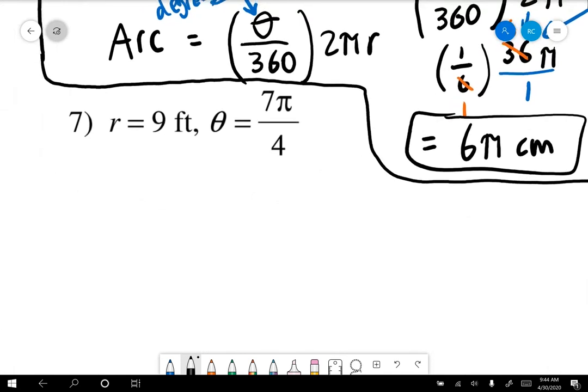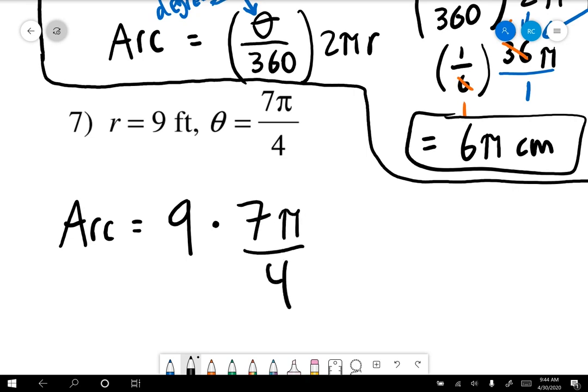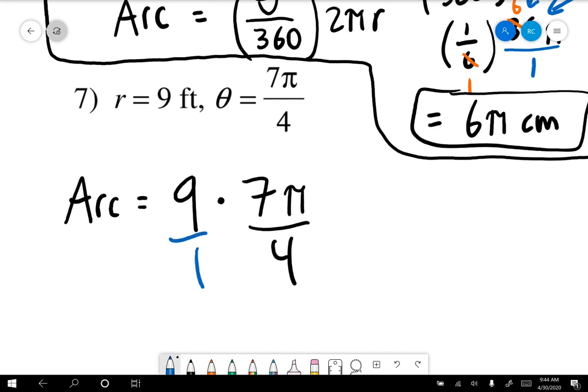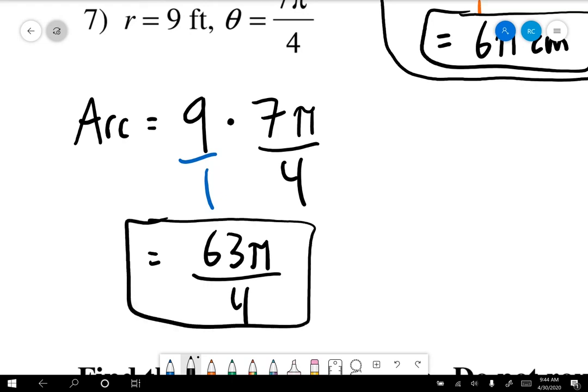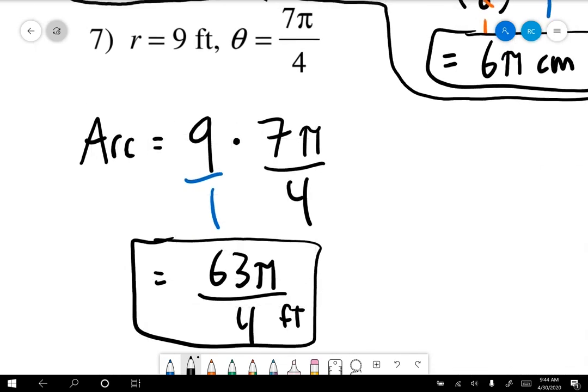We've got a radius of 9 feet and an angle of 7 pi over 4 in radians. So our arc length is going to equal the radius, 9 feet, times the angle in radians, 7 pi over 4. I don't see anything that cancels. 9 times 7 is 63, so you get 63 pi over 4 feet. Again, it is amazing how much easier this process is after we invent radians.